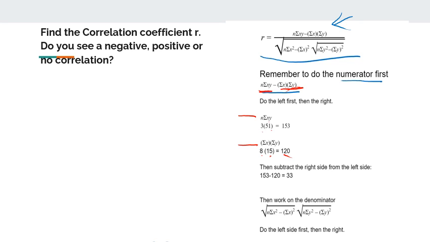All you're going to do is plug them back in and subtract them. Plug them back into this equation and subtract them. So we'll get 153 minus 120 is 33.